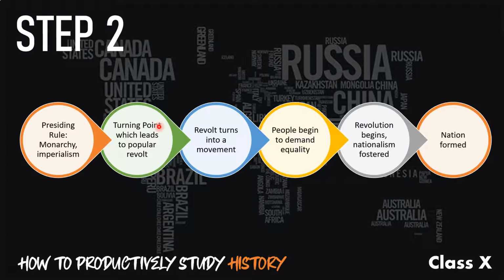And then there's some turning point which leads to popular revolt against the presiding rule. Up until a certain point, we can say up until the climax, everyone's doing well, but this climax compels them to go against the government and create a revolt. Eventually, with the right resources, the revolt turns into a movement. People begin to demand equality and liberal ideals, which are fostered during the 1800s and 1900s. The revolution begins, a true revolution, and nationalism is eventually fostered, with the monarch being kicked out. And eventually a nation is formed.